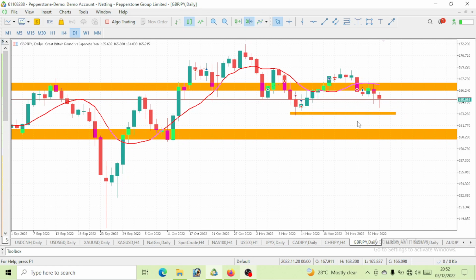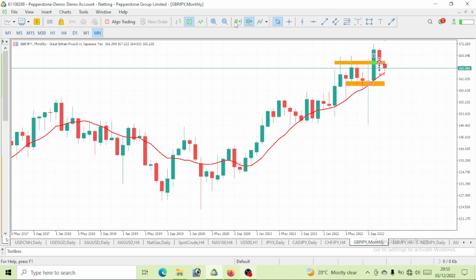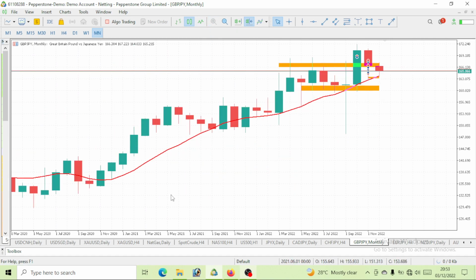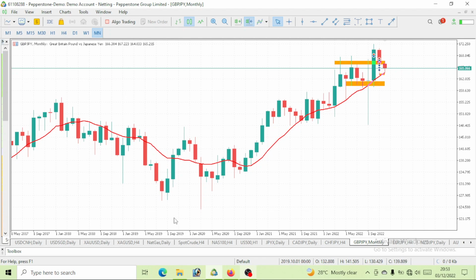Now I'm going to analyze this chart, this currency, from the higher time frame, which is the monthly time frame, and I'll tell you why we'll be taking such a trade. So let's see what this monthly time frame says. This bullish move started in 2019.